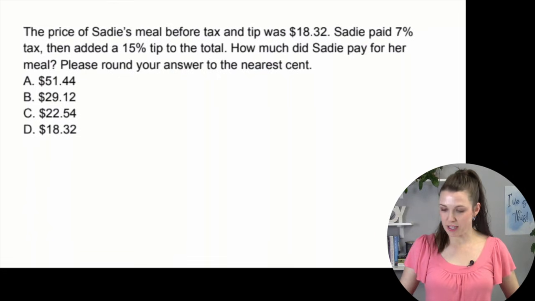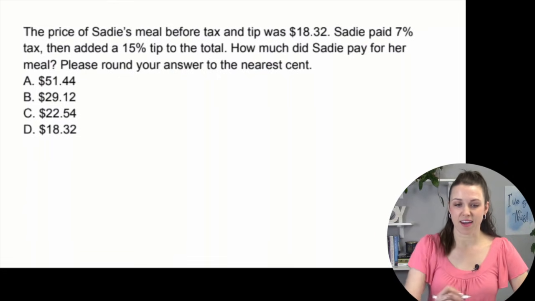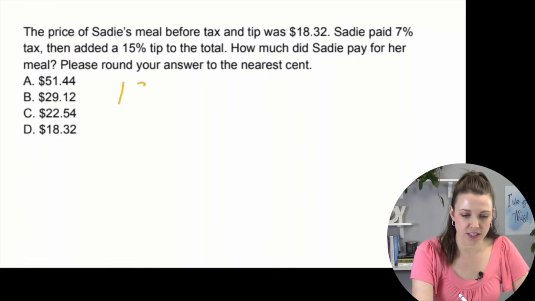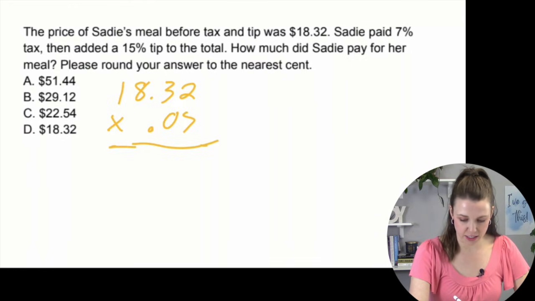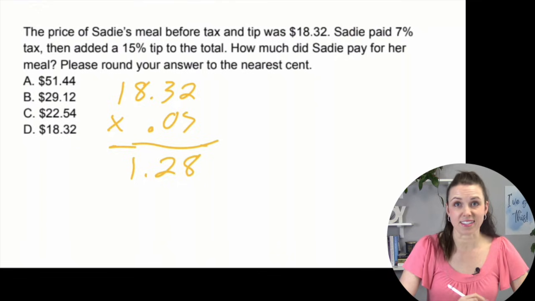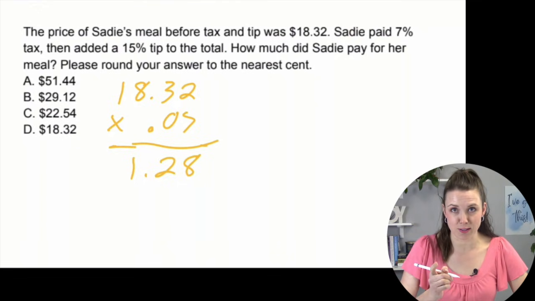Okay, so first thing we're going to do is take our $18.32 and we're going to times that by 7%, which is really just 0.07, okay? And we get here $1.28. That's how much she's paying in tax.